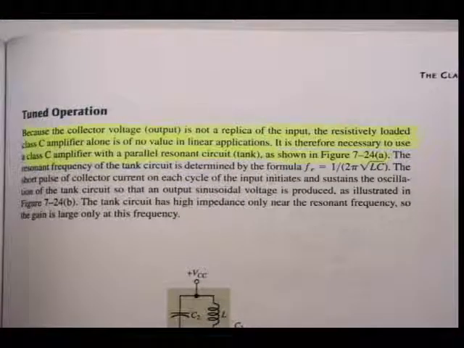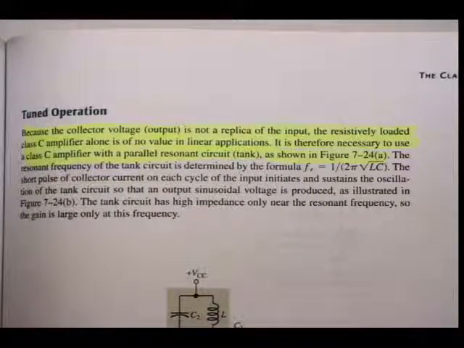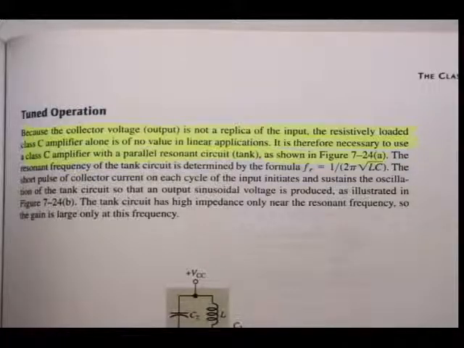And then on page 343, because of the tuned operation, remember that's where it's used, because the collector voltage output is not a replica of the input, the resistively loaded Class C amplifier alone is of no value in linear applications. Mentioned it a few times already. It is therefore necessary to use a Class C amplifier with a parallel resonant circuit, also called a tank, as shown in figure 7-24.